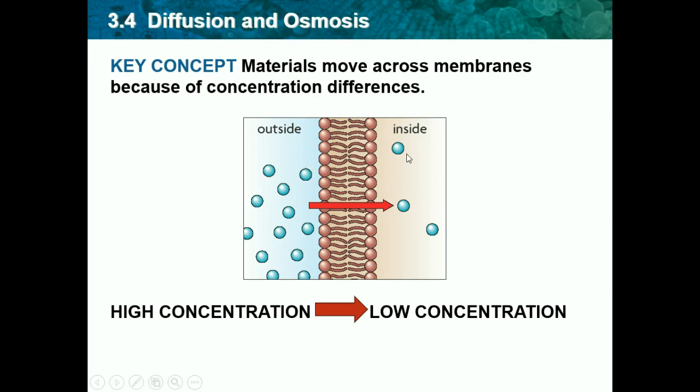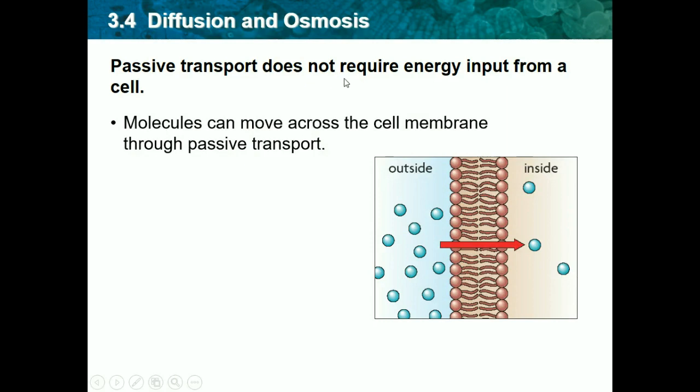So we're going to learn about something called passive diffusion, which is the movement of molecules from a high concentration to low concentration. That's why the arrow is pointing inside, because outside has a high concentration, inside has a low concentration. So passive transportation does not require energy input from a cell. It requires no energy, it's just natural. So molecules can move across the cell membrane through passive transportation. Passive transport requires no energy, and it's from high to low.